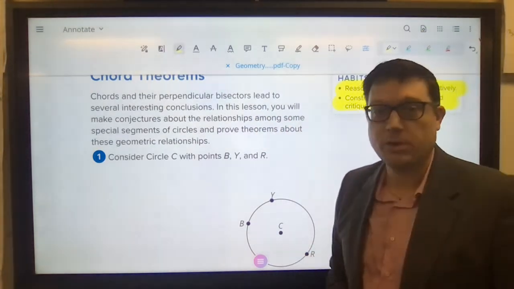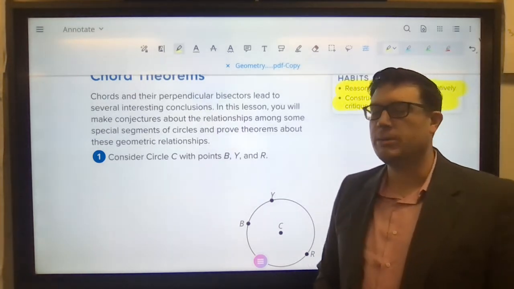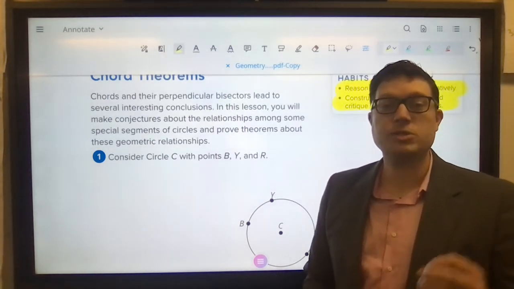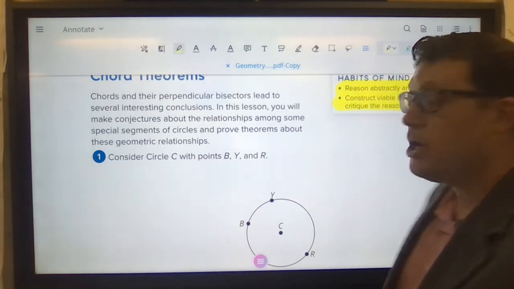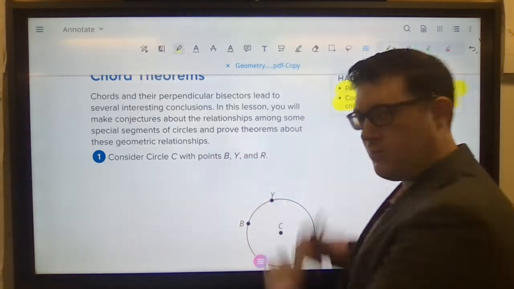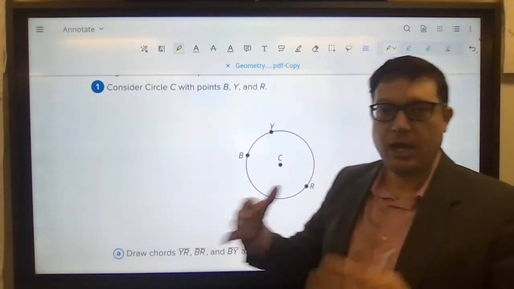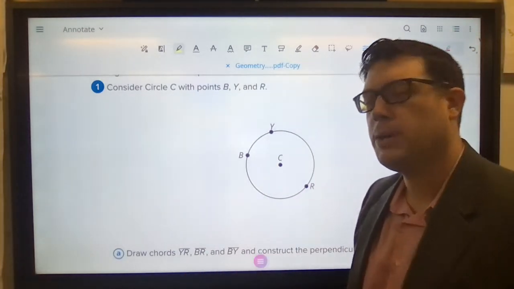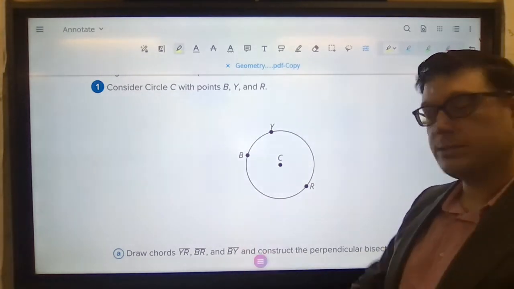In this lesson, for example, you will make conjectures about the relationships among some of the special segments of circles and prove theorems about those geometric relationships. You're probably going to need a compass. I'm going to more or less use the resources of the digital copy here, but in the compass, we have this and a straight edge. We're going to be using perpendicular bisectors and things like that to create specific lines.